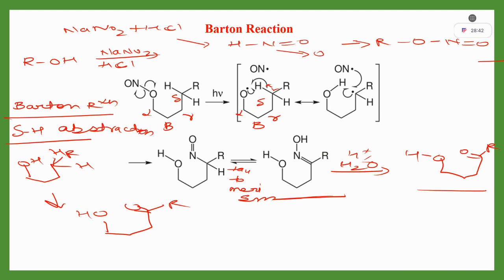First, the examiner will ask you to form this nitrite ester by reacting it with NaNO2 and HCl, and after that you just have to abstract the delta hydrogen. After delta hydrogen abstraction, alcohol will form, and the NO radical will combine with that carbon radical from where the delta hydrogen is abstracted, resulting in formation of oxime, which after hydrolysis changes to aldehyde, and this is your final product. So I hope you all have understood the mechanism of the Barton reaction.